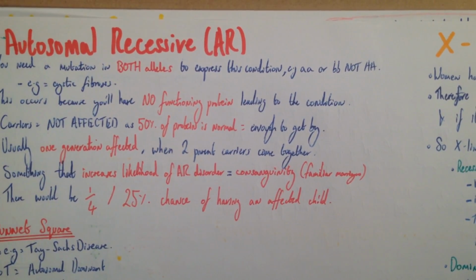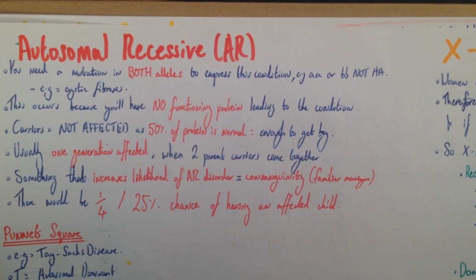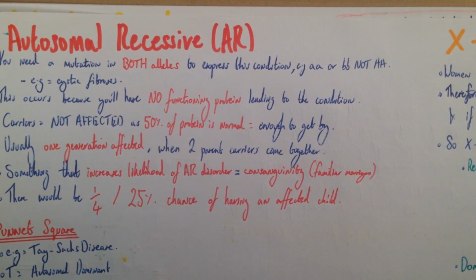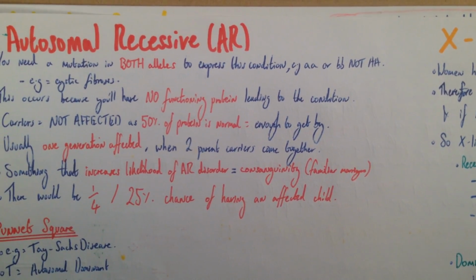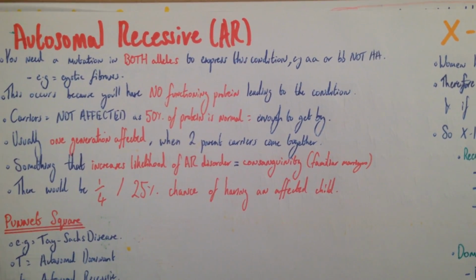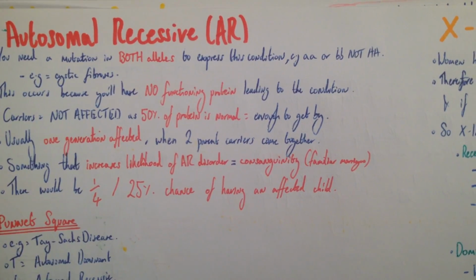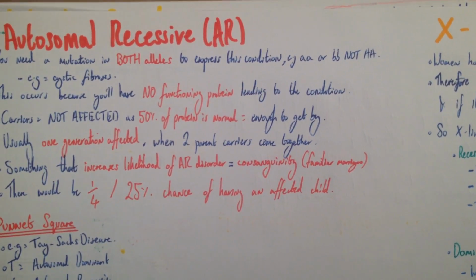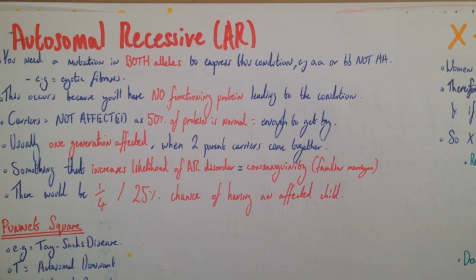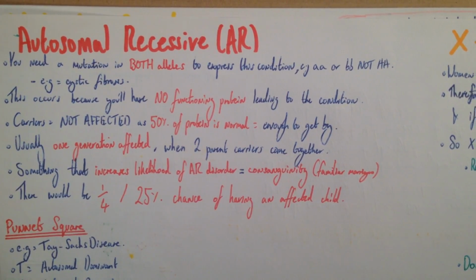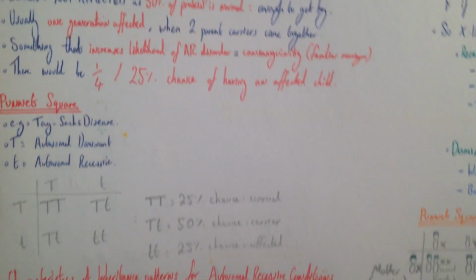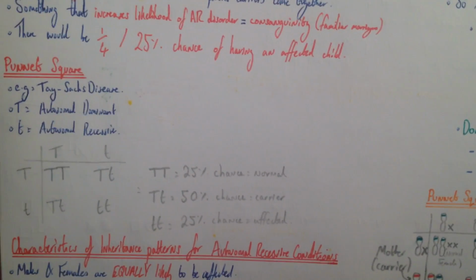Actually, it does depend. For example, if an affected parent is having a child with someone who's normal, then all the offspring would be carriers, I believe. But I've messed this part up. Anyway, let's stick with it: there would be a quarter or 25% chance of having an affected child, as we'll see in the Punnett square.